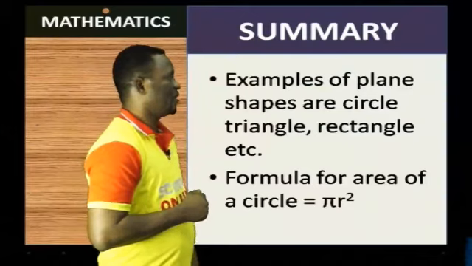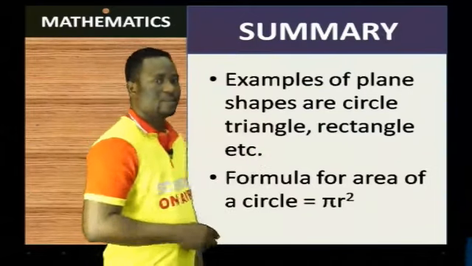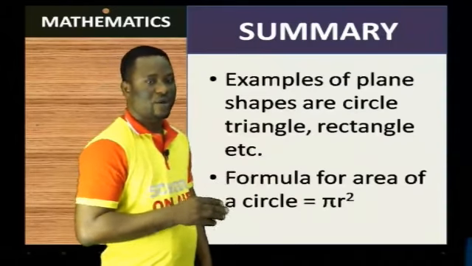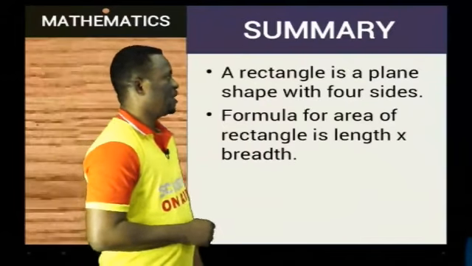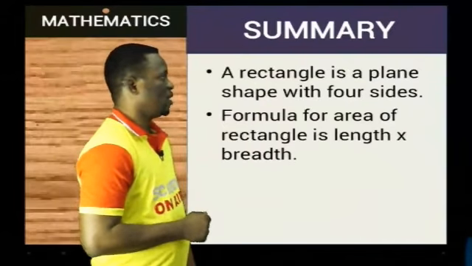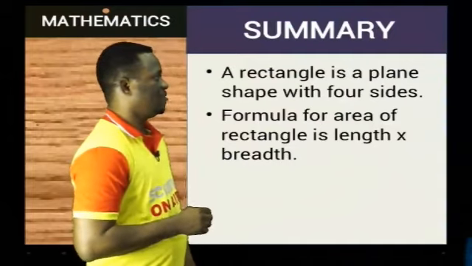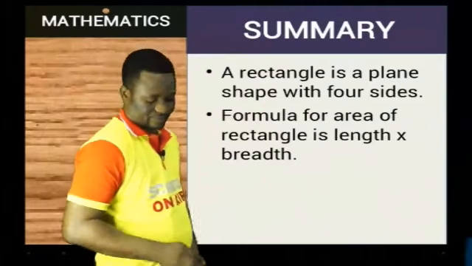Then, the formula for the area of a circle is given as pi r squared. Pi is a constant, 22/7, and r is for the radius of the given circle. A rectangle is a plane shape with 4 sides. The formula for the area of a rectangle is length times breadth.